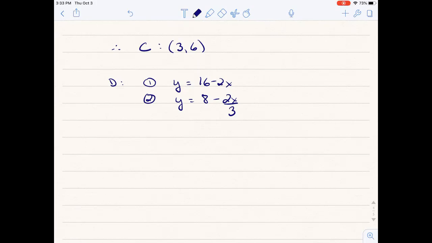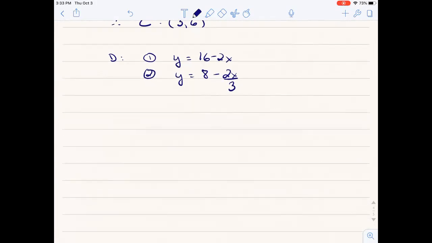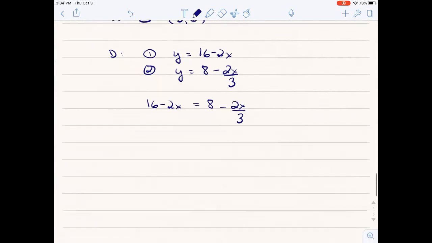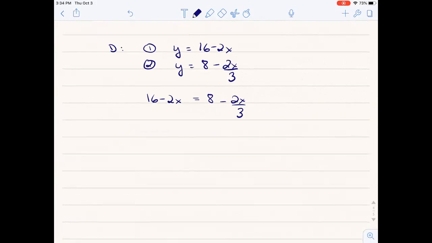So we're solving this system of equations by substitution. You definitely could use elimination if you wanted to, but I like substitution, especially when they're set up like this, right? But we are just solving systems of equations here. So we get 16 minus 2x has to equal 8 minus 2x over 3. So I'll move my x's to one side. I'll get 16 minus 8 is negative 2x over 3 plus 2x.